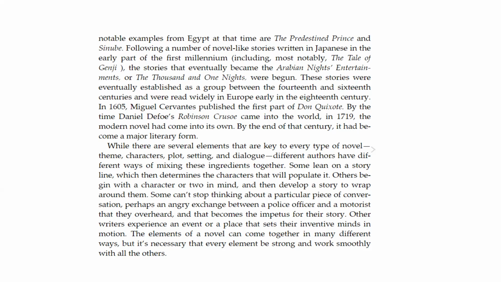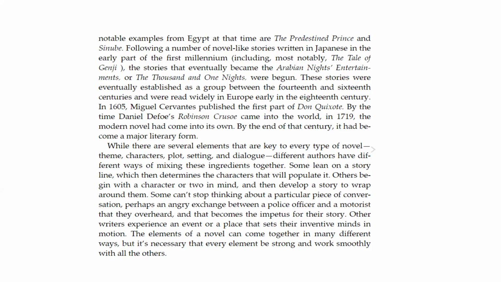While there are several elements that are key to every type of novel: theme, characters, plot, setting, and dialogue, different authors have different ways of mixing these ingredients together. Some lean on a storyline, which then determines the characters that will populate it. So that means they will make a storyline first, and then they'll try to find characters that fit that storyline. Okay. So if they're going to do a police drama, they're going to have to find characters that are policemen and then some characters that are obviously criminals, right?